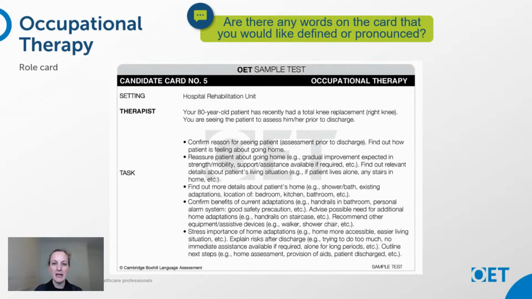role play starts. On this card, I feel like all the words seem pretty routine for an occupational therapist, but of course, if you personally felt there was anything on there that you didn't understand, it's always best to ask during the preparation time.